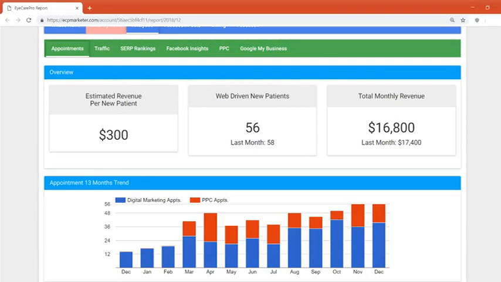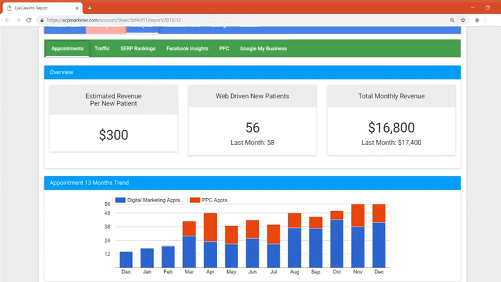Hi everyone, this is my "teach a fish" moment with iCarePro's report. Now I use this report, obviously as other MMs do, with every client, and the most important question that we have to answer on this call is what is iCarePro doing to build new patients? Because that's what they're paying us for.